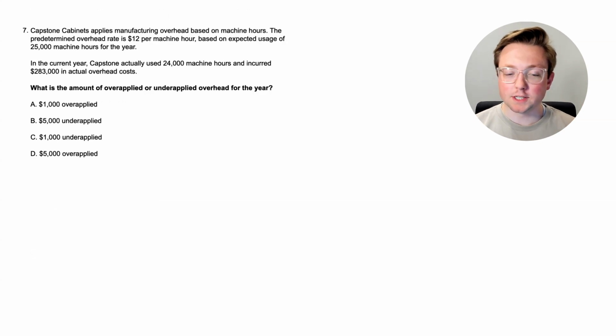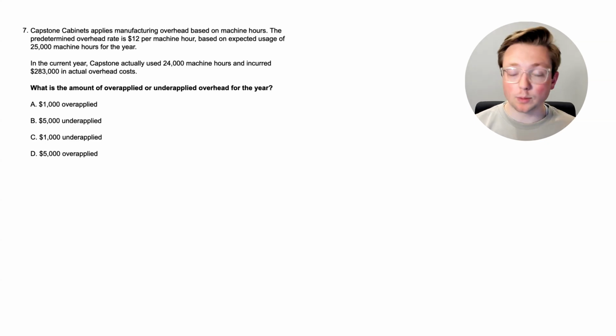All right, here we are at question 7. What is the amount of overapplied or underapplied overhead for the year? Let's go up to the top. Capstone Cabinets applies manufacturing overhead based on machine hours. The predetermined overhead rate is $12 per machine hour based on expected usage of 25,000 machine hours for the year. In the current year, Capstone actually used 24,000 machine hours and incurred $283,000 in actual overhead costs. So again, what is the amount of overapplied or underapplied overhead for the year?